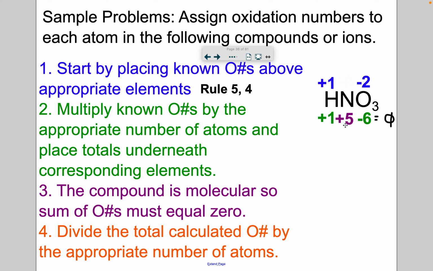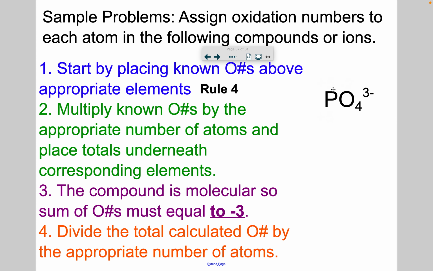Okay, +5, which is new because when you look at the periodic table and you find N, it's usually -3. But nitrogen does have some other oxidation values, and I'll show you a table here shortly on that. So +1 +5, that is my overall +6, -6 to get 0. So that means 5 divided by 1 is +5. So my answer would be +1 comma +5 comma -2. Or you can say H equals +1, N equals +5, O equals -2.